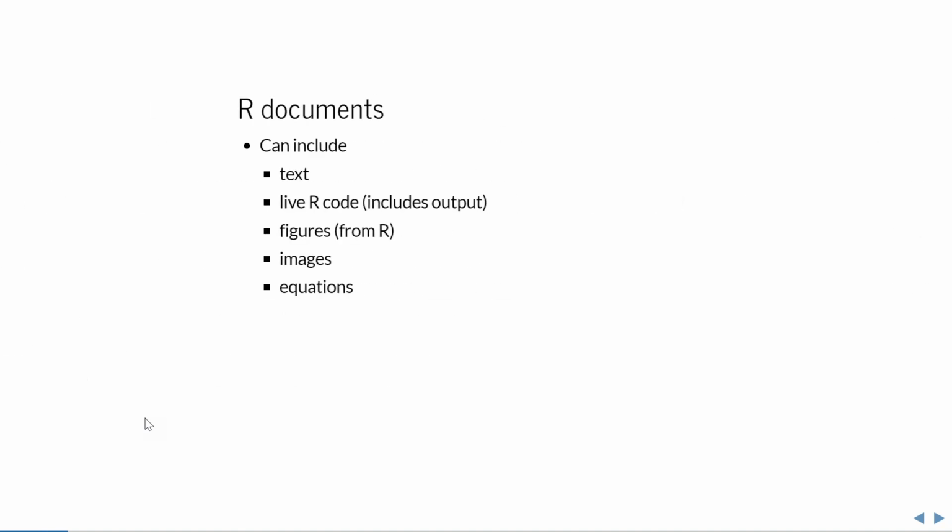So the documents that you produce in R with R Markdown can include several different types of components. So you can have text, which we're going to see can be formatted very nicely. You can have live R code, including the output. You can have figures, which are output from R calculations. And you can put in images from other sources, so any kind of picture that you want. And you can also include equations as well, which can be formatted very, very nicely. So all these things work together very nicely in an R document.